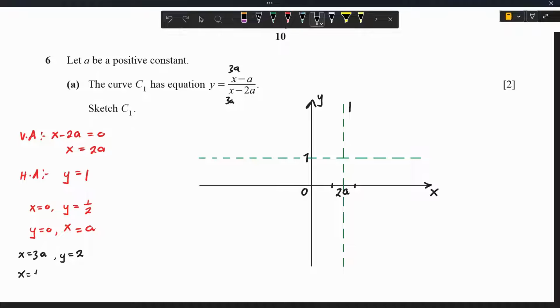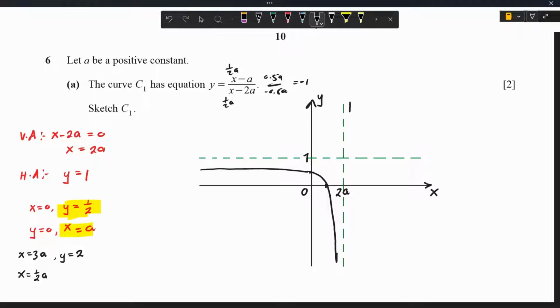And when x is a value that is less than 2a, say for example, half a, if we substitute half a here, we will get 0.5a over minus 0.5a, which is minus 1, essentially, which means the graph for a value that is less than 2a is coming from down here. We have also established that the graph has intercepts. That's when y is equal to a half, so maybe here, and at x equals a, which is somewhere here. So this is basically what we have. So the graph should come out like this.